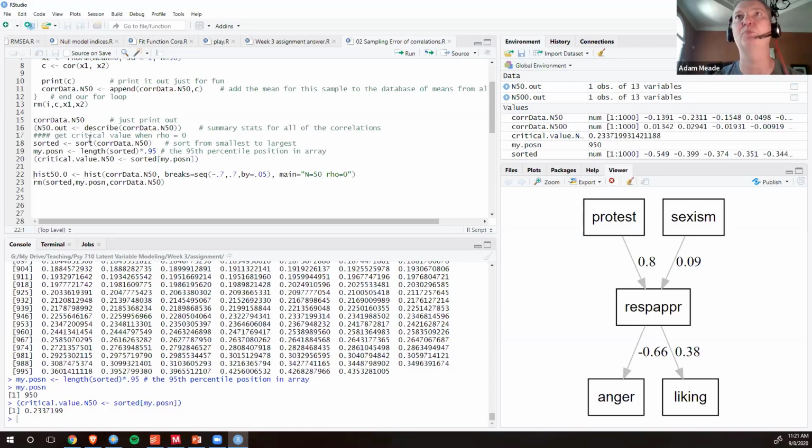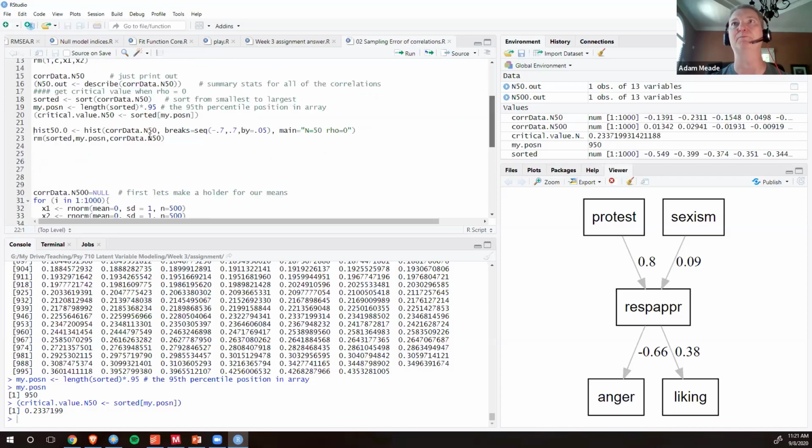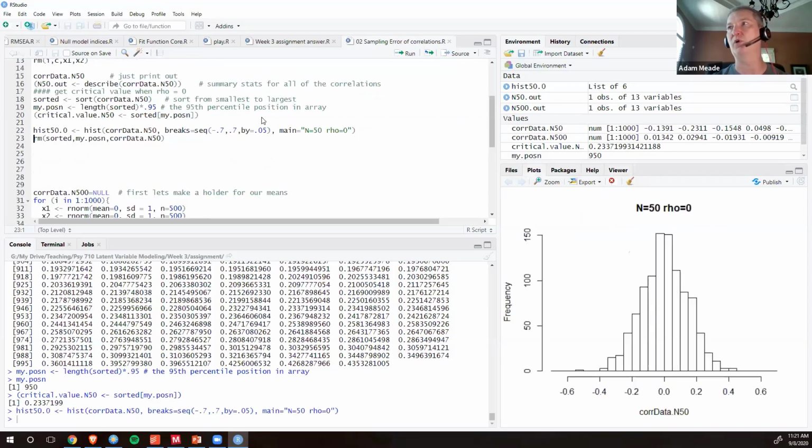So let me make a histogram. I've got a histogram somewhere up here, I think. Yep. Let me show you the histogram for N equals 50. So basically what it's saying is that anything up to about 0.24, you're likely to see by chance alone. And again, the reason we know that is we simulated a bunch of data that we know are uncorrelated, and we still saw all these crazy correlations here, right?